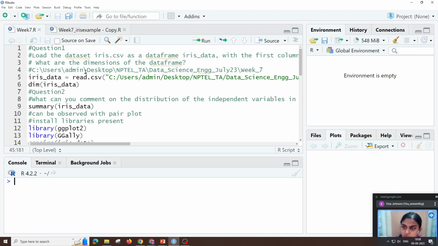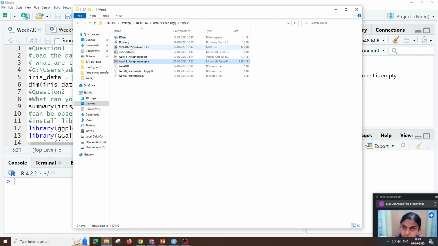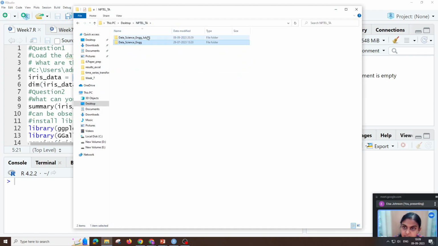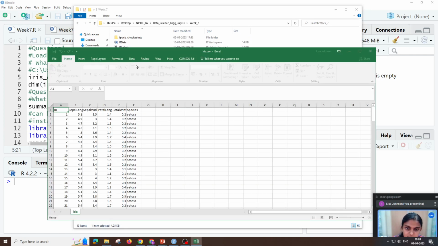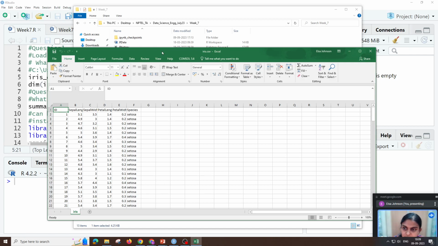So first we'll read the data into iris_data as was given, and then we will see the different questions. The first thing is: what are the dimensions of the data frame? So first we have to load that. For loading that, since it is a CSV file, we'll be loading it this way. You can see here this is iris.csv.